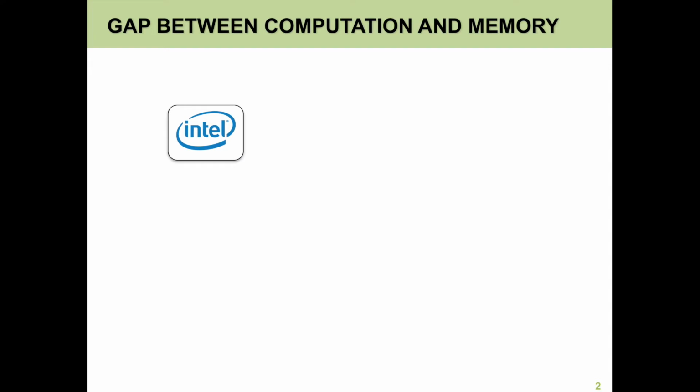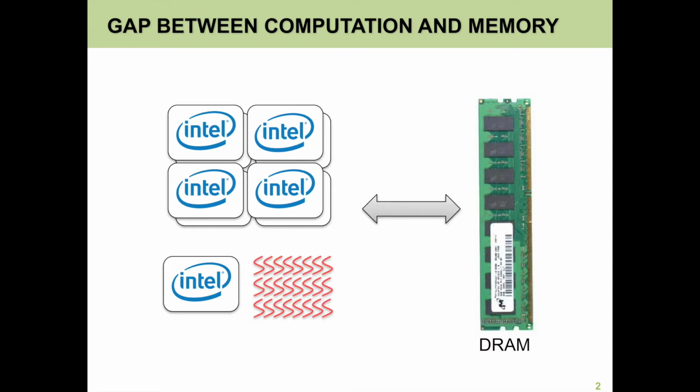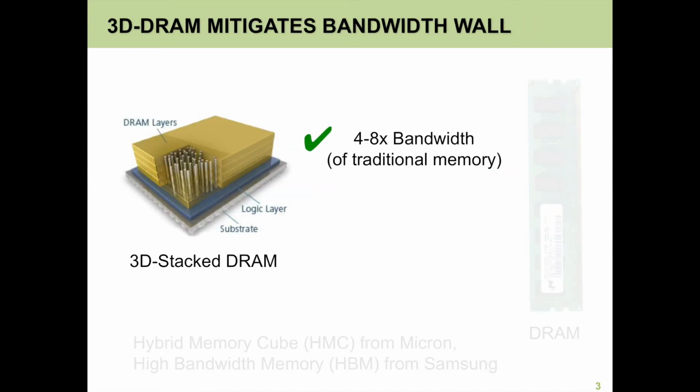As modern computer systems pack more and more cores on a processor chip, both the bandwidth and capacity of the memory system must also scale proportionally. Advancements in memory packaging and interconnect technology have enabled 3D stacked DRAM, which can offer 4 to 8 times the bandwidth of conventional DIMM-based DRAM.